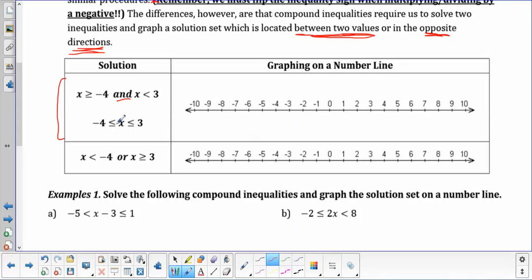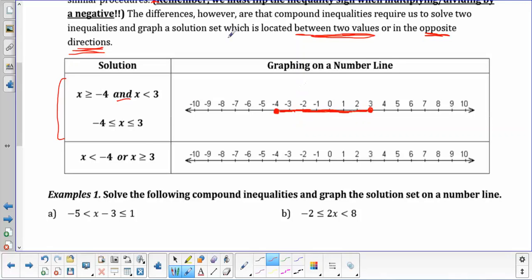So x is greater than or equal to -4. This guy is going to get a solid dot. If we're going to say greater than, we would shade in the right direction. I'm only going to do that little piece for the time being. And then less than or equal to 3, and less than would be to the left. So as you can see, you're going to run into the same shaded area, and your solution set's going to be between these two values. So that is an example of an and inequality.